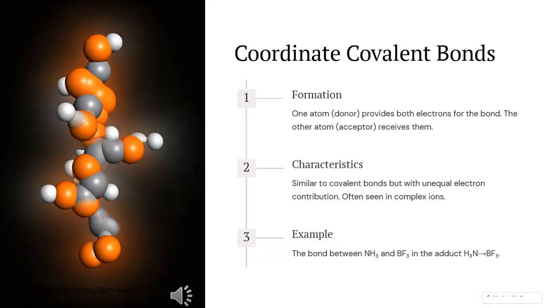Coordinate covalent bonds. Formation. One atom provides both electrons for the bond. The other atom receives them. Characteristics. Similar to covalent bonds but with unequal electron contribution, often seen in complex ions. Example, ammonia, NH3.